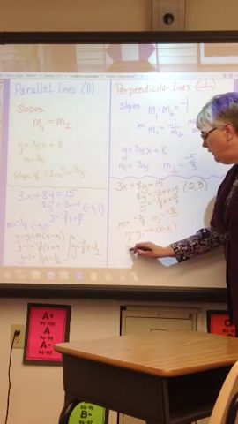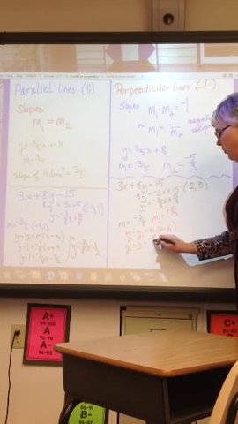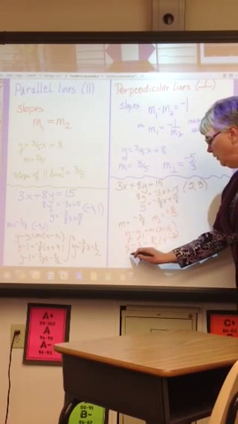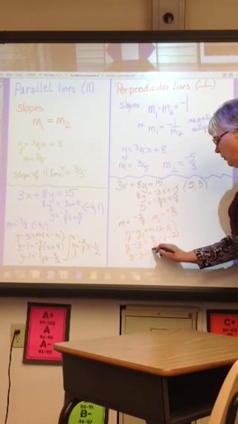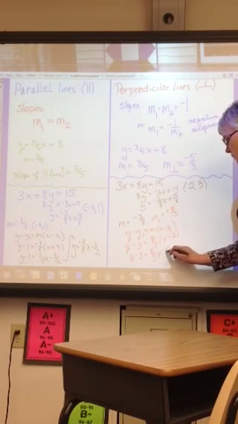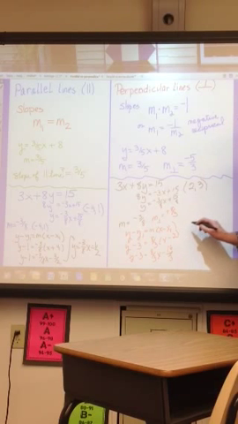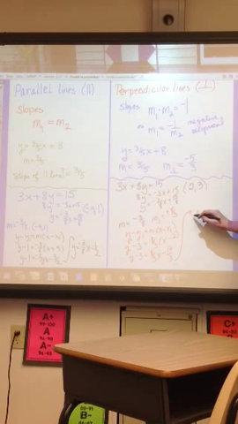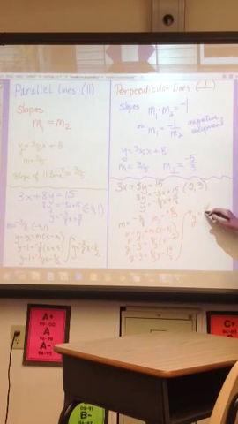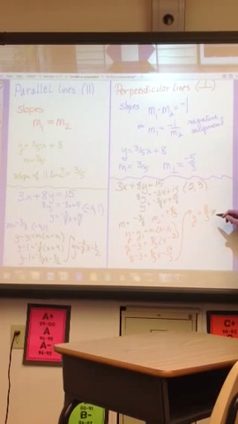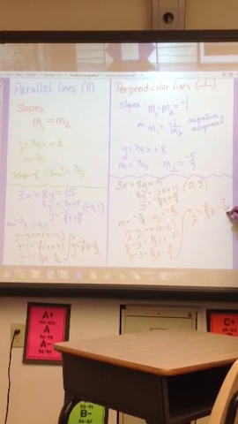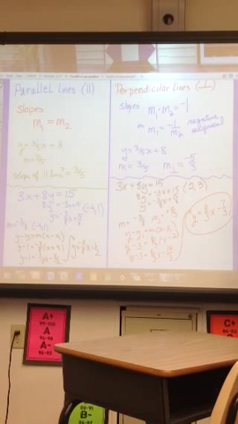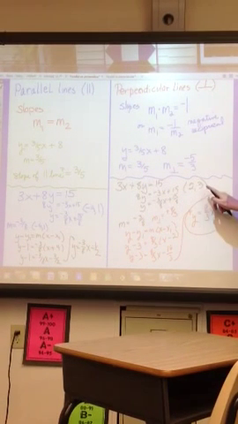Now, once you know your slope, you go back to your point-slope form. You substitute in the ordered pair that they gave you and your new slope. You use your distributive property. Then I'm going to add a positive 3 to both sides of the equation. And here would be the equation of a line that's perpendicular to my given line through my given point.